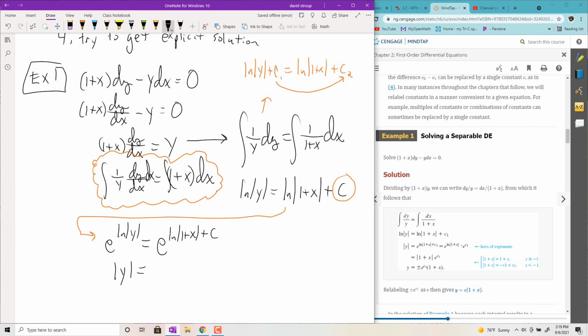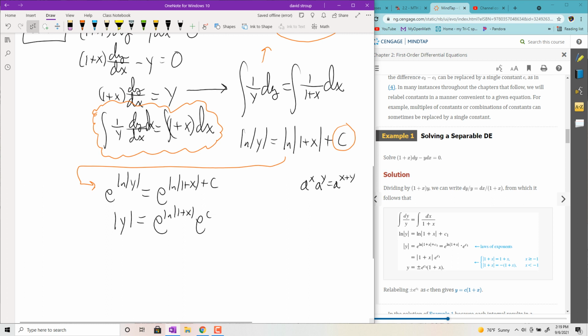On the right-hand side, the e and the ln cancel each other out. You've got to be careful about that plus c. You want to rewrite it as e to the ln absolute value 1 plus x times e to the c. And that's just, I forget what they call it, this rule: a to the x times a to the y equals a to the x plus y. Right? It's that rule, but in reverse. So we started on this side and went over to this side in this step here. Anyways, I'm going to rewrite it with e to the c in front.